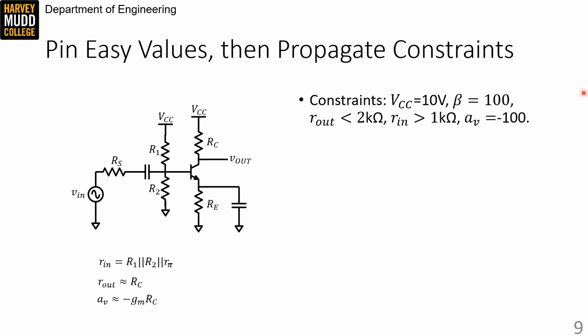We're going to start with a set of constraints, some of which are technically device properties rather than design constraints, but don't tell anyone. Here we set VCC to 10 volts, and we assume beta is 100, and say that we want Rout to be less than 2 kiloohms, Rin greater than 1 kiloohm, and AV equal to minus 100.